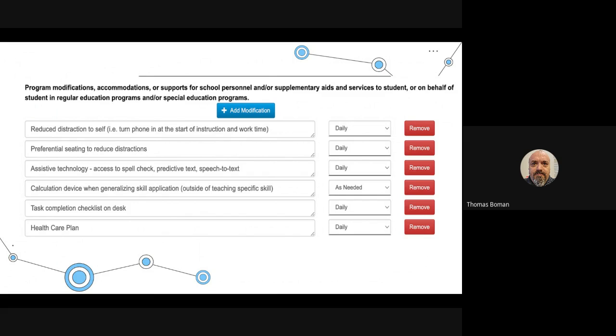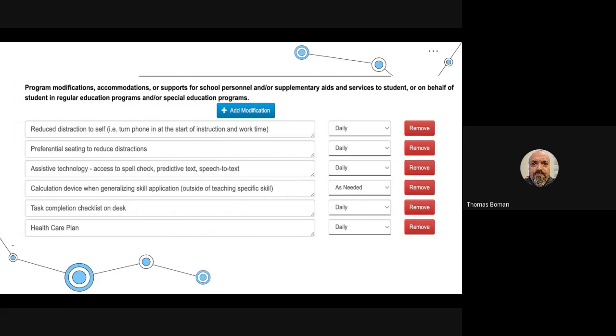So you want to say, like, the child will use a wiggle seat during whole group instruction in order to maintain attention. You don't just want to say a wiggle seat. You want to specify that. Does that make sense? Okay. All right. So I just wanted to mention that there. Be as specific as you can here.